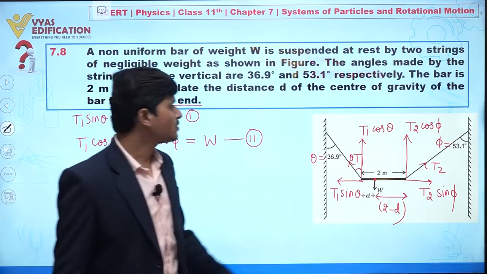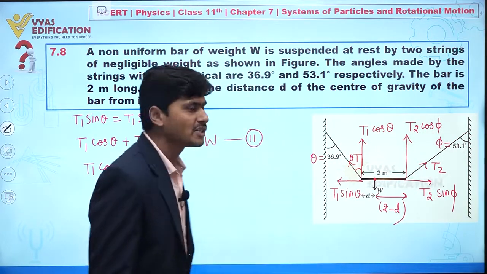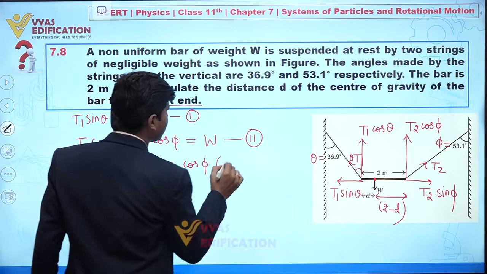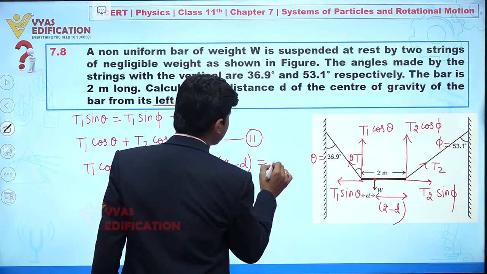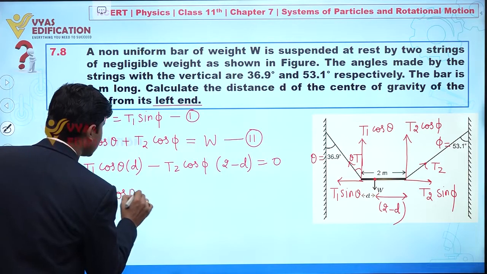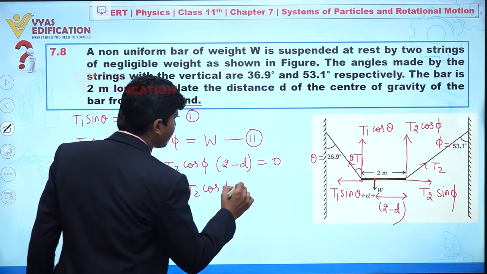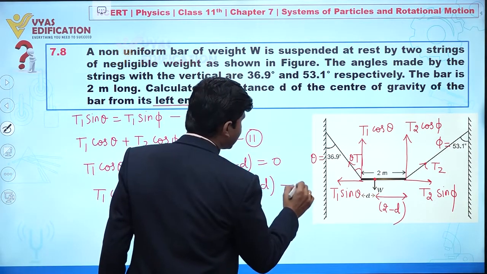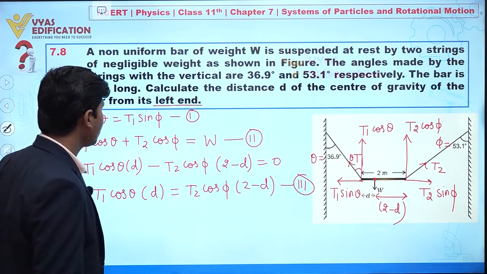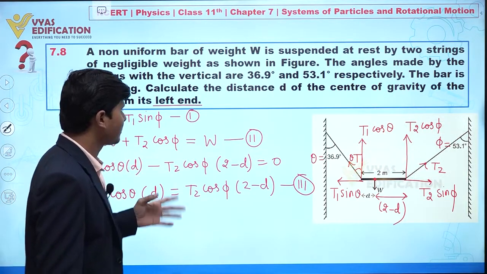And this T2 cos phi will try to rotate this bar in an anti-clockwise direction. So I can say minus T2 cos phi multiplied by (2 minus d) should be equal to 0. Clear? So here we can write cos theta multiplied by d should be equal to T2 cos phi times (2 minus d), and let's suppose this is equation number 3. Clear everyone? So now we have equation number 1, equation number 2, and equation number 3.